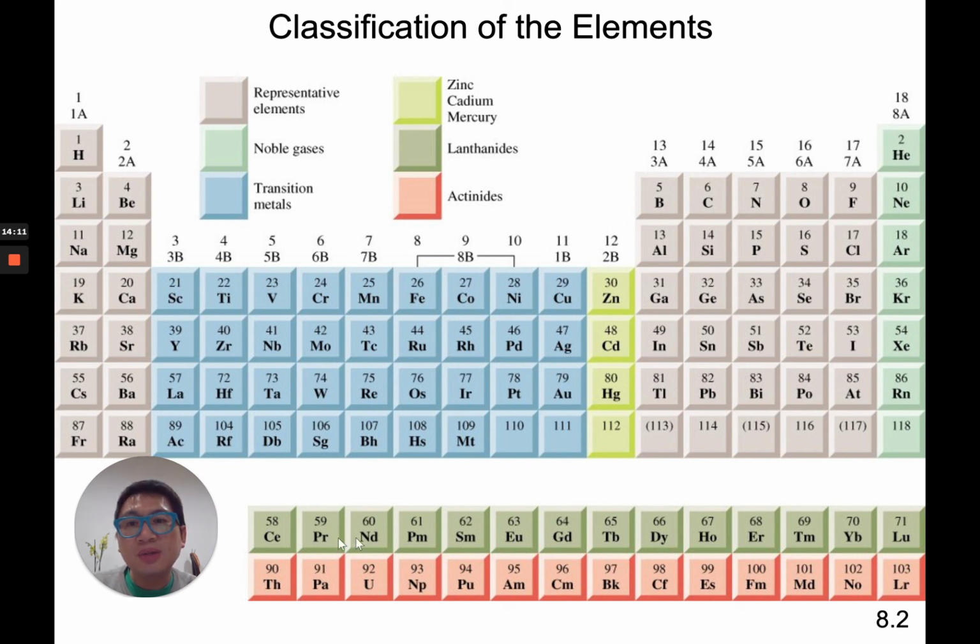Down here, of course, you see the lanthanide and actinide series elements. Lanthanide and actinide series elements are down here. Okay, so these are just parts of the periodic table. You should know the different things on our periodic table. We'll continue on from here.